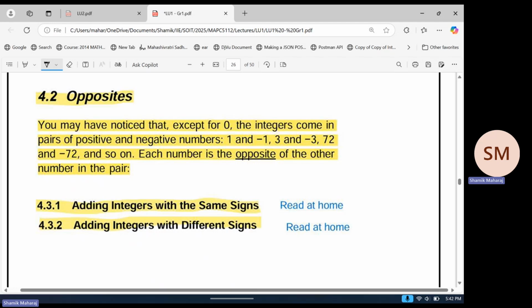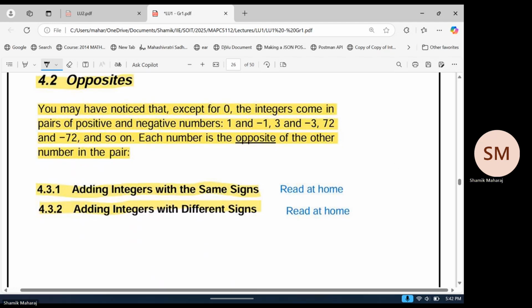Now opposites. For some reason we need to know this. We define the opposite of a number as simply the negative of a number. So for example, if I take 3 and I ask you what is the opposite, you will tell me negative 3. Okay, simple as that.